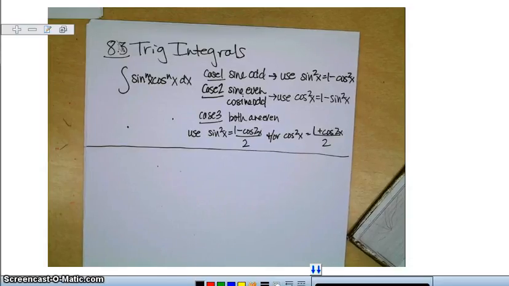Sometimes none of these actually work. Sometimes you just have something where you can use normal substitution too. So sometimes, by just trying one of these right away, you're just going to make it a more complicated problem.